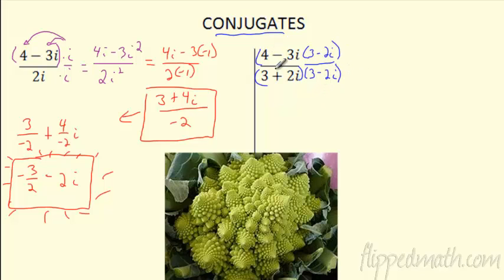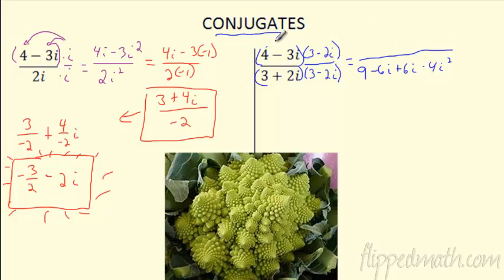So I'm going to multiply this out. Let's see what happens here. On bottom, I'm going to go 3 times 3 is 9. Then I'm going to go what? Minus 6i. I'm multiplying these out. Plus 6i. That's where the magic happens. And minus 4i squared. So that's the whole bottom.